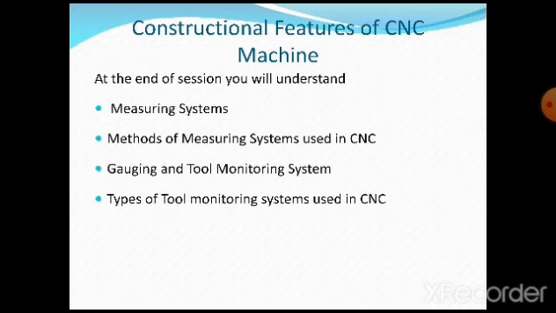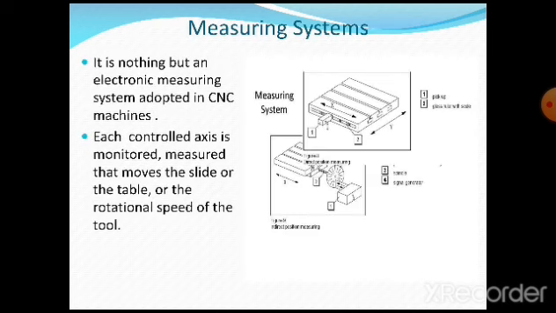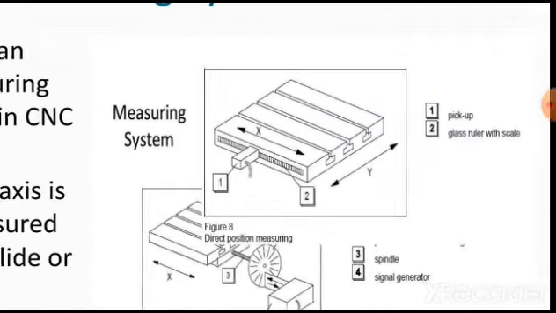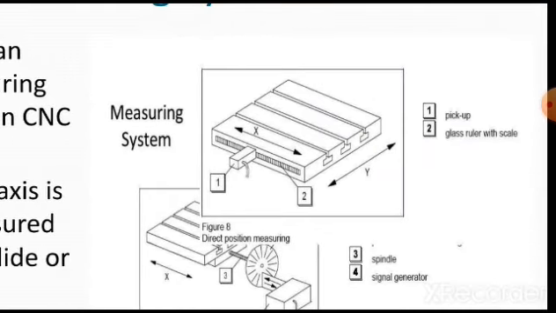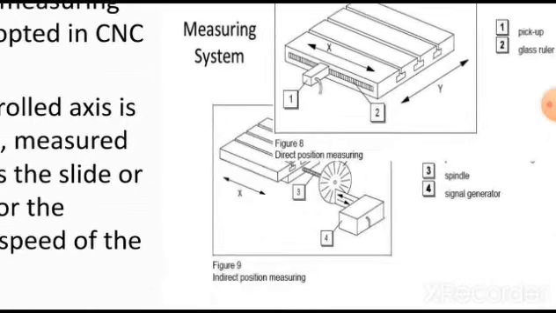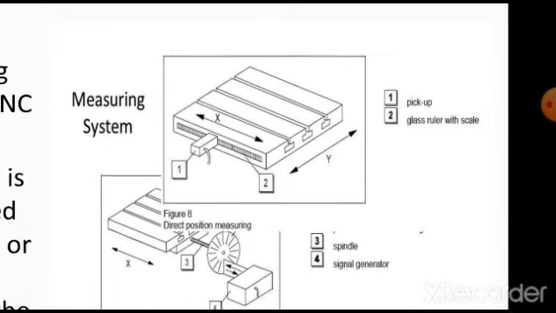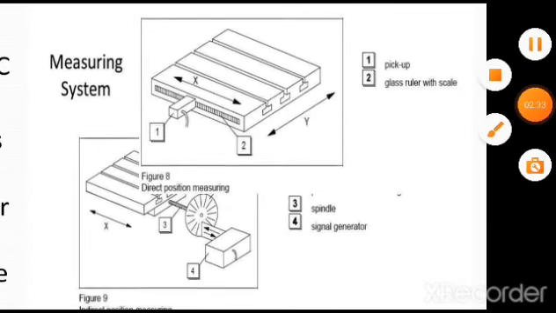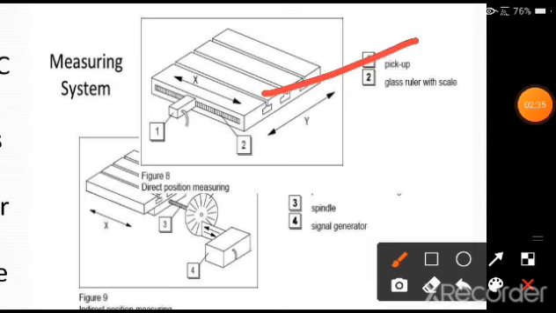So in today's session, we shall cover measuring systems, the methods of measuring systems used in CNC, the gauging and tool monitoring system, and the types of tool monitoring systems used in CNC machines. As all of you are going to see very clearly in detail, as I am explaining, please try to concentrate on that. So the measuring systems basically consist of two important systems. One is called a direct measuring system, and the other is called an indirect measuring system.